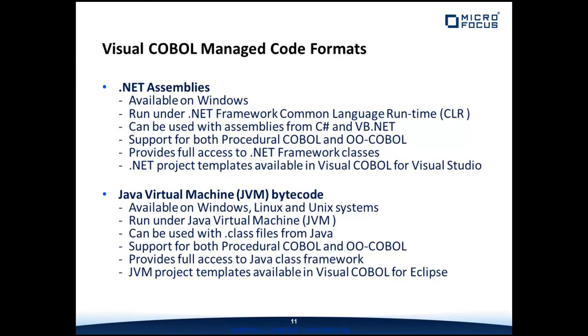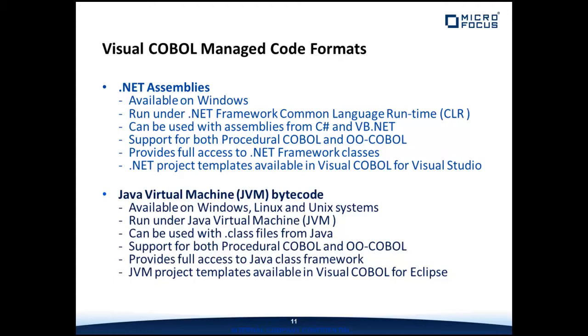Visual COBOL supports two managed code formats, .NET Assemblies and Java Bytecode. .NET Assemblies contain code in Common Intermediate Language format and run under control of the Common Language Runtime, or CLR, under the .NET framework under Windows. These assemblies can easily be integrated with assemblies generated by other .NET compilers, such as Visual Basic .NET or C#.